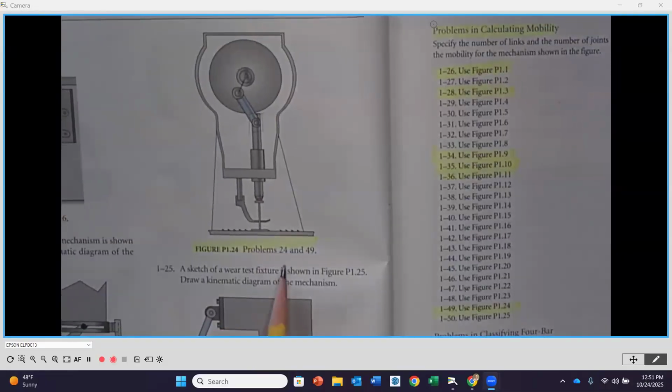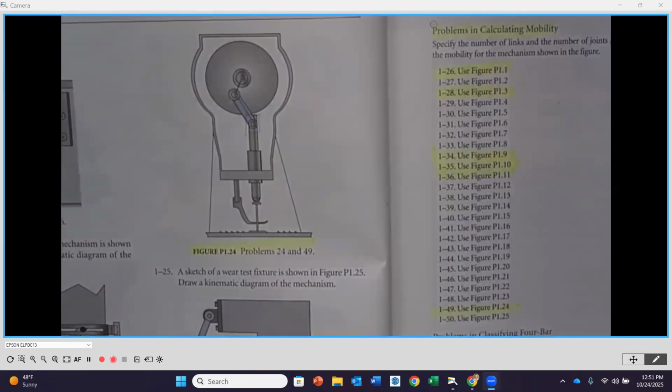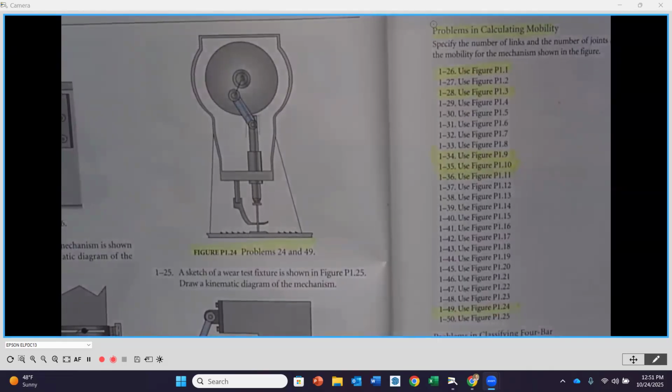And then correspondingly, number 49 is going to be that calculation for the mobility. So each one of these is going to have a mobility of 1, except for that scooper one that we looked at just before.